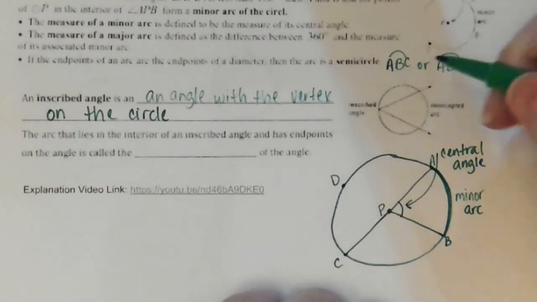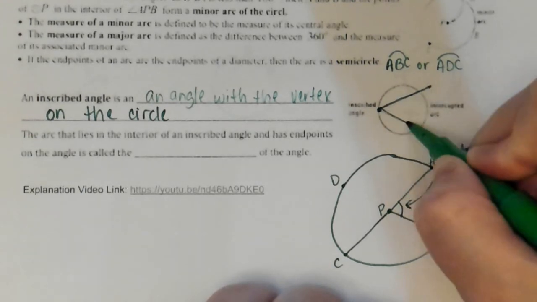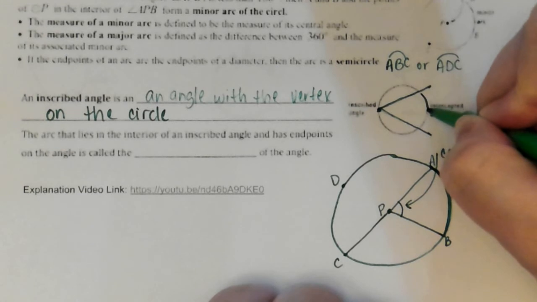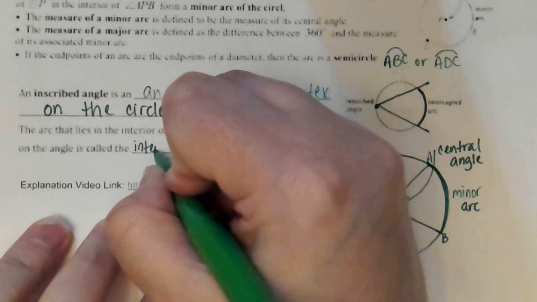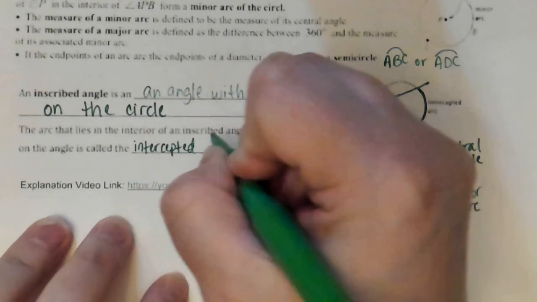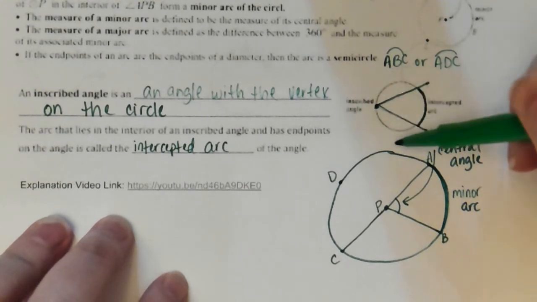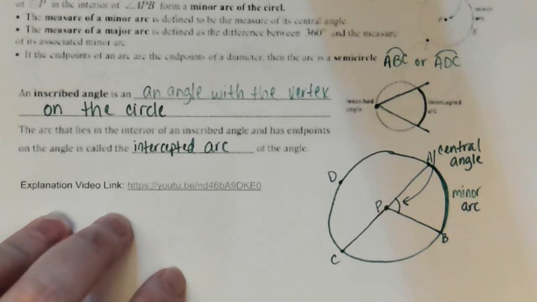Okay, so notice the vertex of this one is right here. It's not floating on the inside, it's not floating on the outside, it's literally on the edge of the circle. The arc that lies on the interior of that, in this case right here, is called an intercepted arc. Intercepted, like in football. So the arc out here is not intercepted because it's not in between the two rays that make up the angle.